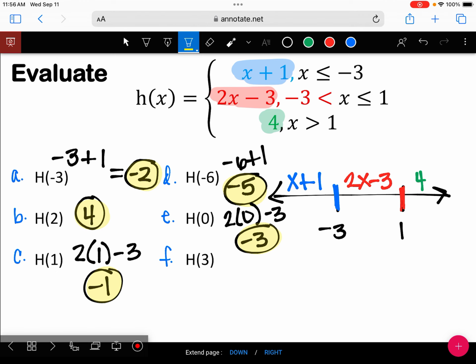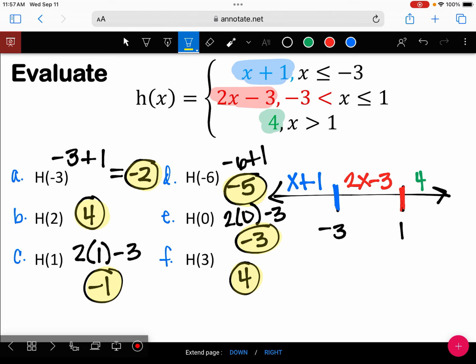All right, and then f of x when x is 3, well, 3 is greater than 1. So anytime it's greater than 1, the answer is just 4. So the answer is 4. It's a constant function, 4. And that's how you evaluate. So this is a piecewise function. You don't have to graph it. You just have to figure out where you're doing your substitution.